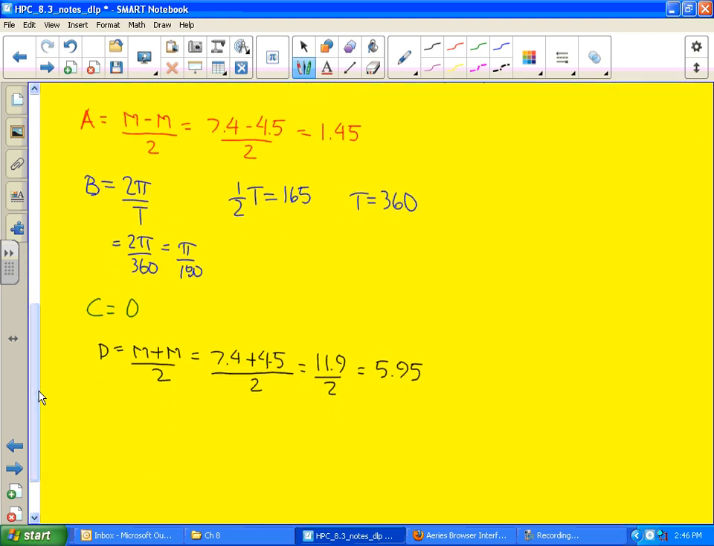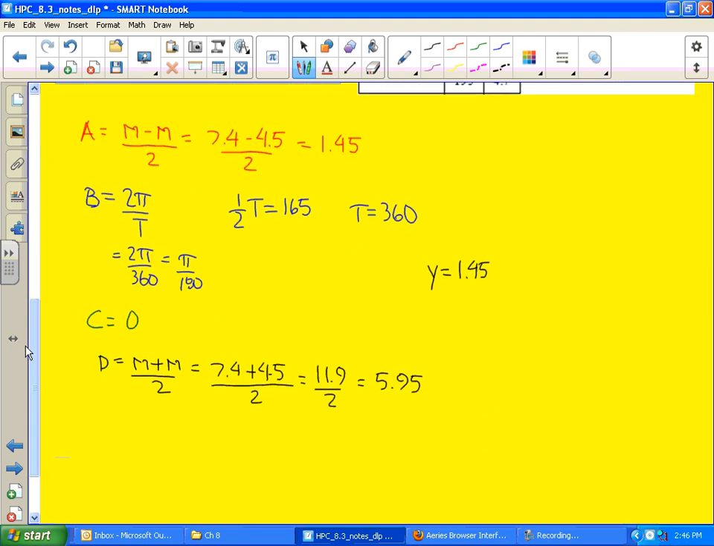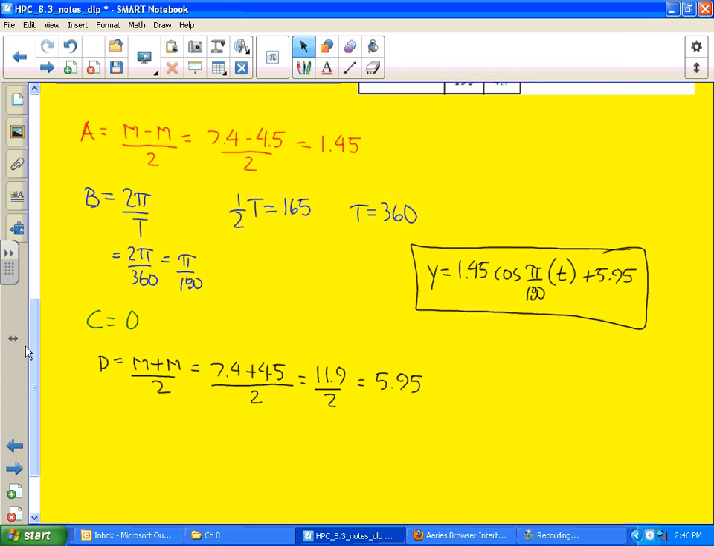So from the A, B, C, and D, we're able to write our equation. That y would equal A. Now, what kind of graph is this? Looks to be cosine, starts at a maximum, goes to a minimum. So we have a cosine of, now I'm just going to leave it in terms of this pi, although we could probably convert this to a decimal, pi over 180 is my B value. And then no shift, so we're going to leave t, time of day, as just t, and then 5.95 is my D value. And that would be my curve.